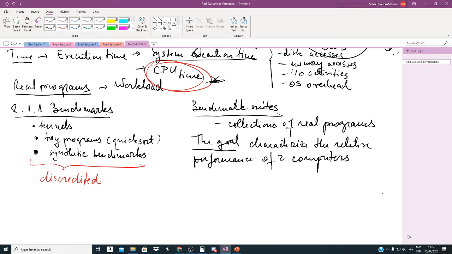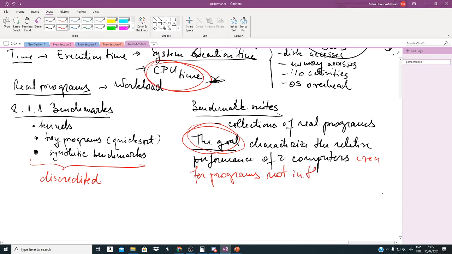And the goal is that the benchmark suite will characterize correctly this relative performance, even for programs not in the suite. So even for programs not in the suite, the relative performance of computers A and B should be the same.